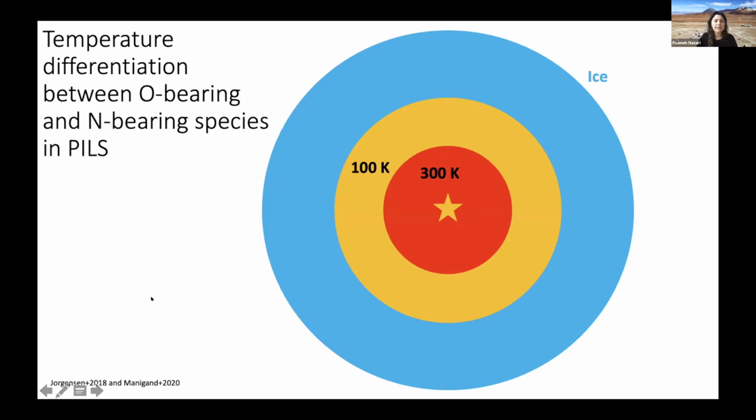And in fact, Jørgensen et al. 2018 and Manigand et al. 2020 found, as part of the PILS survey, that there are two groups of molecules, some that trace a larger area and have excitation temperatures around 100 Kelvin, and some that trace a smaller area and have excitation temperatures around 300 Kelvin.